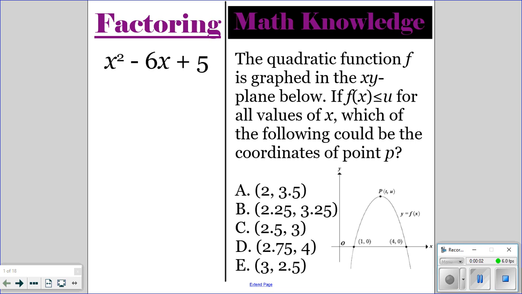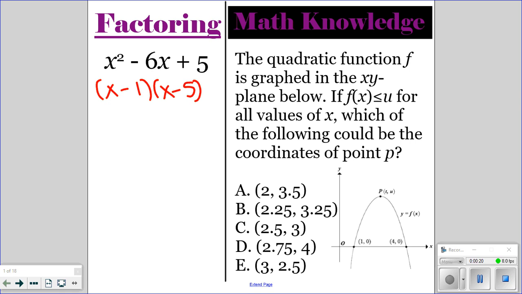All right, so y'all go ahead and do the factoring and math knowledge question for today. Pause the video, and then once everyone is finished, you can unpause the video and I'll go over the correct answers. So for the factoring, you should have x minus 1 times x minus 5.